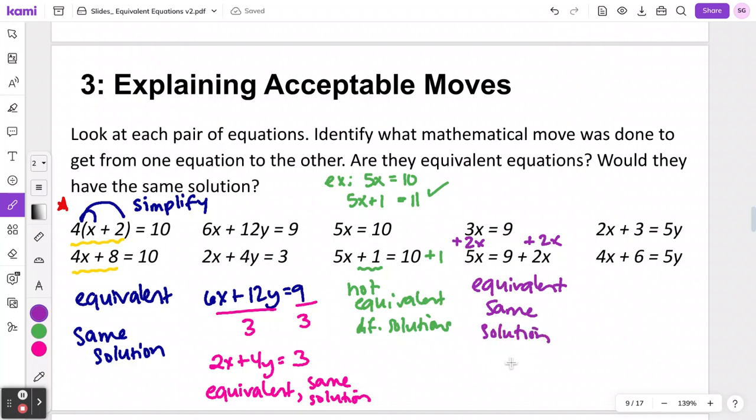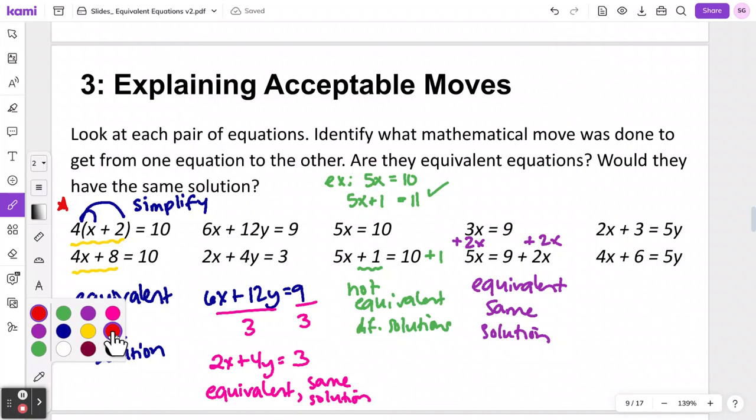Now remember, if you're ever not sure of your answer, you could solve both of these equations and see that they both have the same answer, x equals 3. But our goal here is, if you notice what math they're doing, that's going to save you so much time because you're not going to have to solve all these equations.